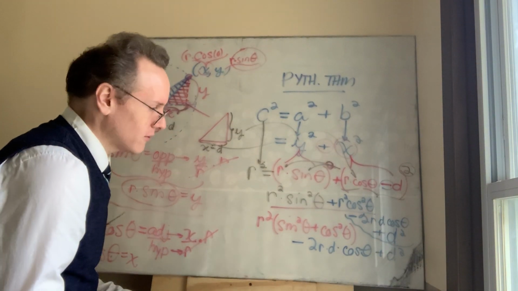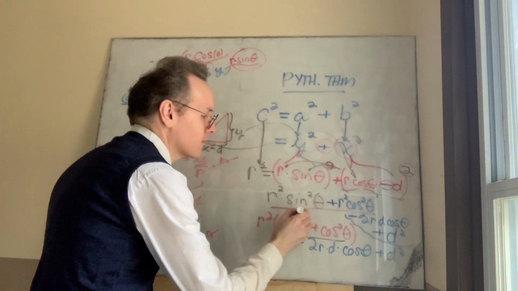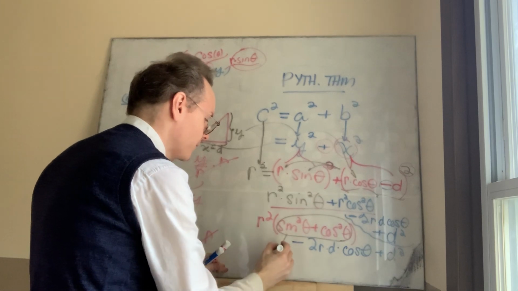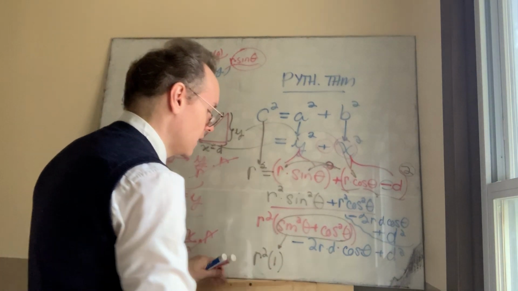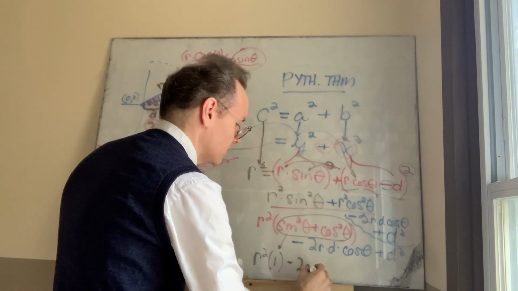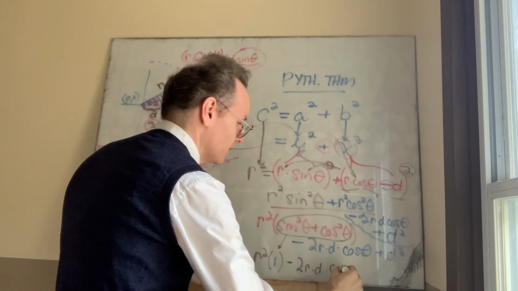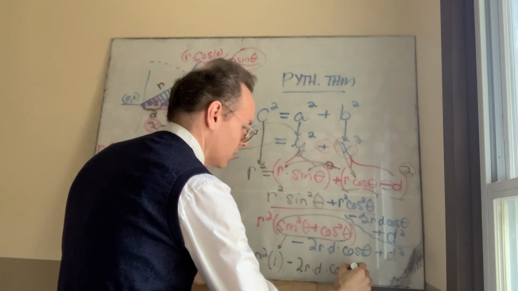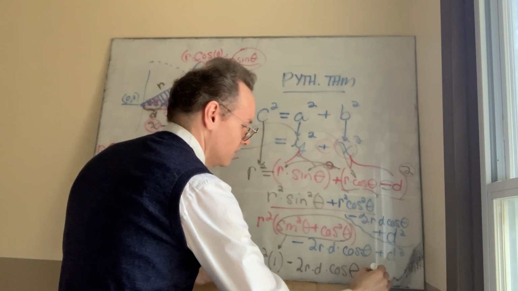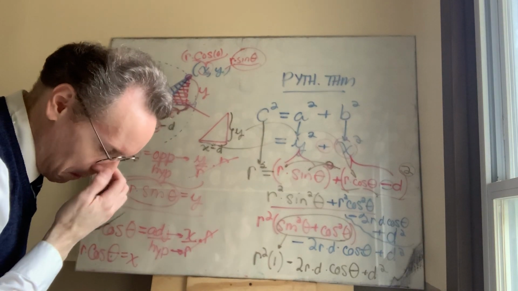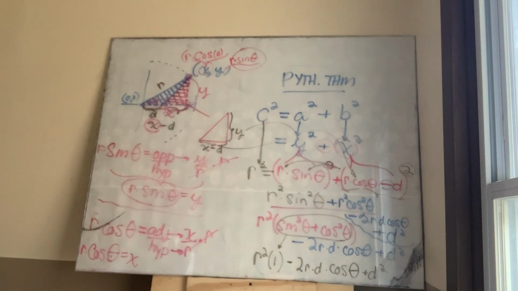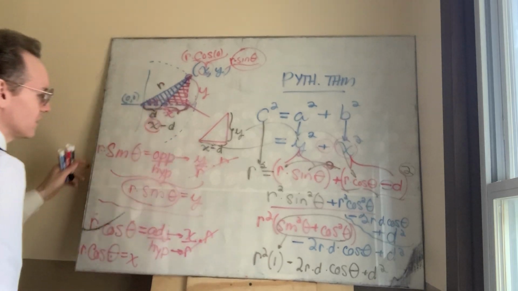Anyhow, the amount that you see here will reduce to 1, which means that this is r squared times 1 minus 2rd cosine of the angle plus d squared. Okay. Running out a little bit of space, so I'll erase this here.